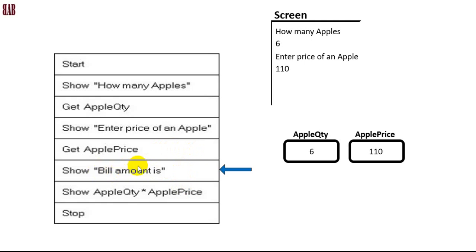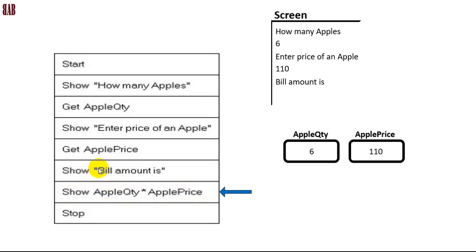Just say bill amount is. This is the statement that's going to execute, and it will come on the screen, saying bill amount is. And then you go to the next line, and in the next line we show apple quantity and apple price. There are no double quotes, so these are variables, okay? If there were double quotes, then we would just use the word apple QTY as text. But here there is no double quotes, so these are variables.